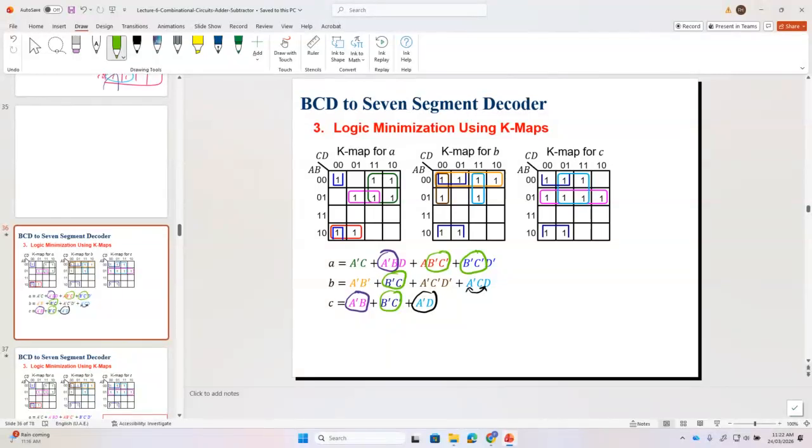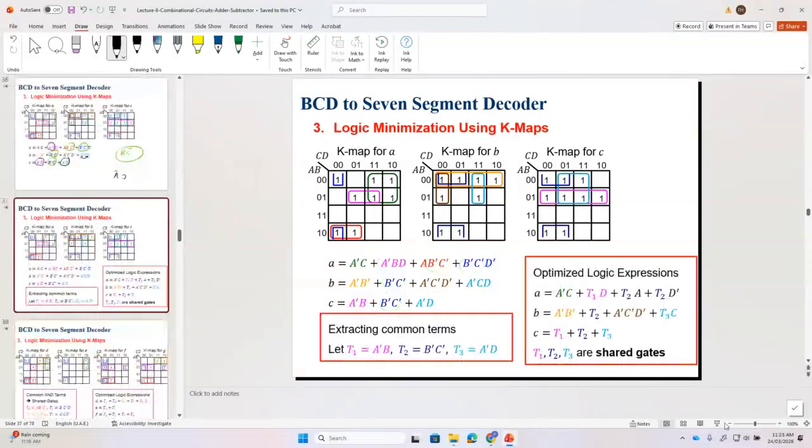Clear? Any question? So now after going through that, we identified the common terms. Clear? So the green color common term is B bar C bar. And the black color common term is A bar D. And we identify the common terms. So can you see here? So now we are here. So again, we go for this, we find the expression. So we identify the common term.